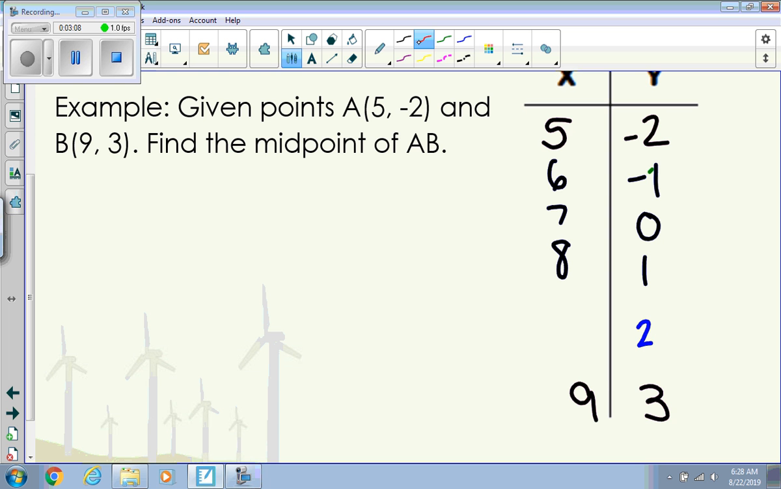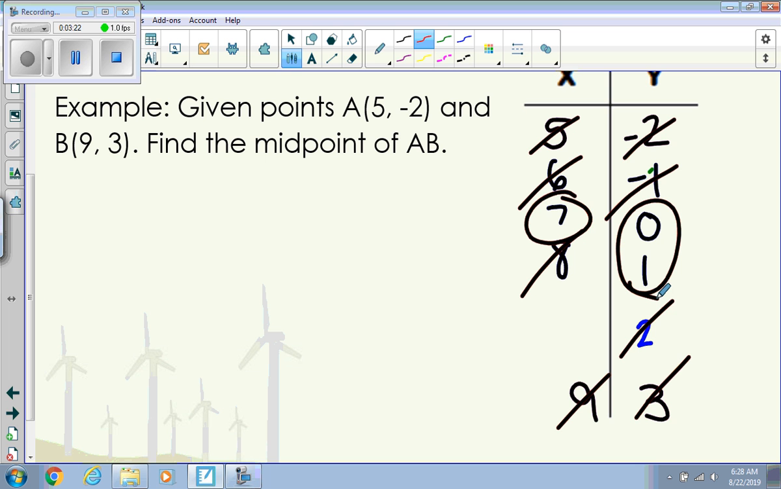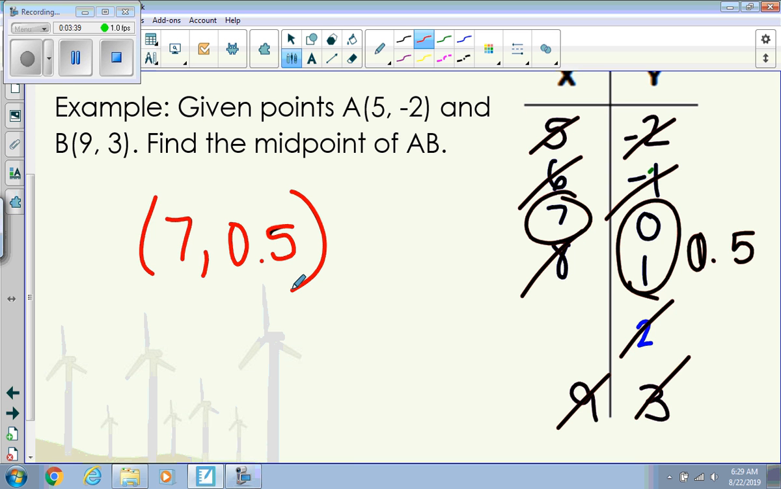And now we're going to slash till we get to the middle. So 7's in the middle there. And then slash till we're in the middle. Make sure you're slashing evenly. Notice we have two numbers again. We're going to take the one in between, which is 0.5. Okay, so then our midpoint here would be at 7, 0.5. Now, this method would be hard if there was a lot of distance in between the two numbers that you're trying to find the midpoint of. It's really handy for one that's really small.